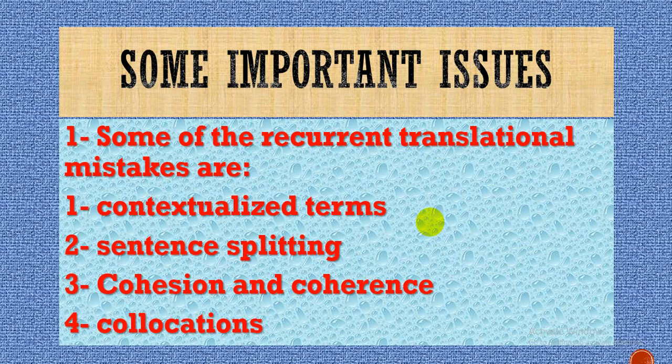So again, you need to keep in mind that some of the recurrent translation problems are contextualized terms, sentence splitting, cohesion and coherence, and collocation. And this will be discussed in detail in our next session, which will be Linguistic Appropriateness 3. But now let's go to your assignment.